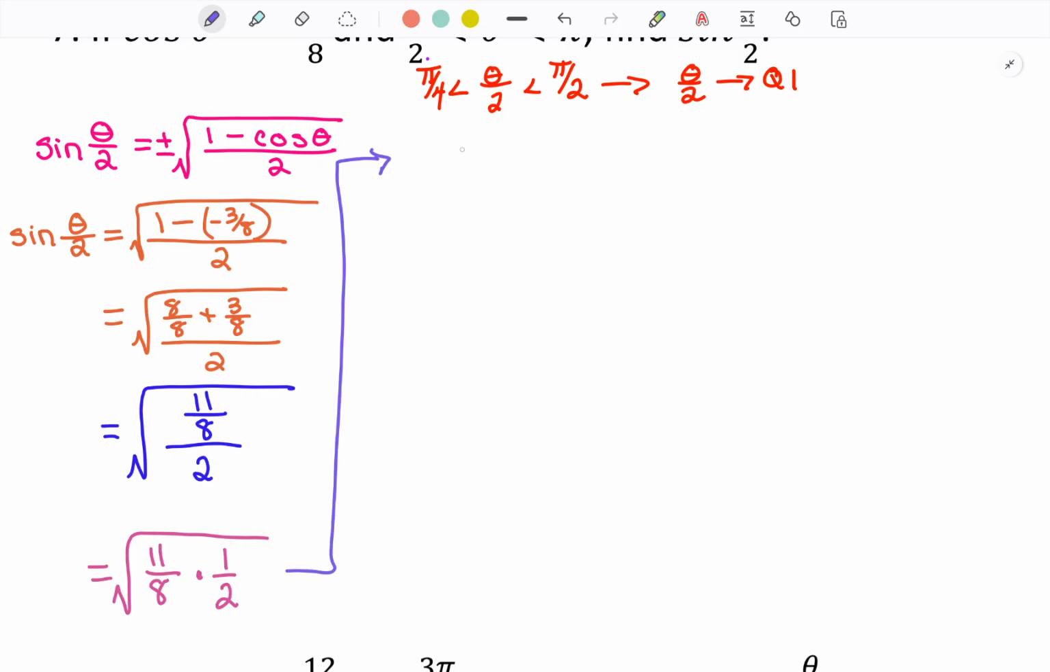And then that is going to be 11 over 16. And so the sine of theta over 2 is going to equal the square root of 11 over 4.